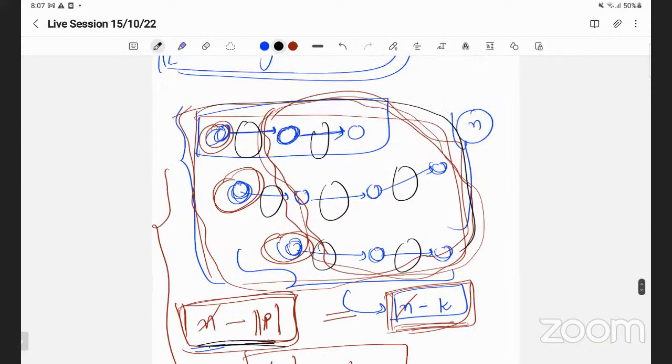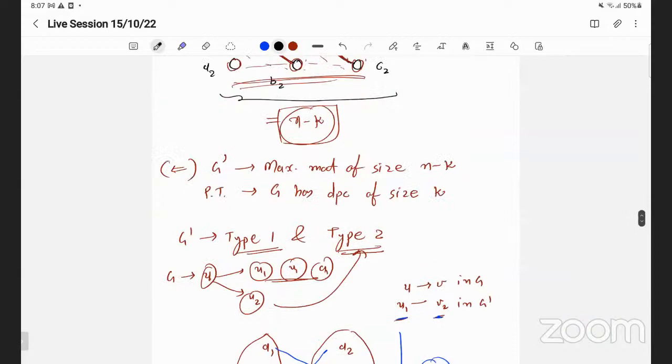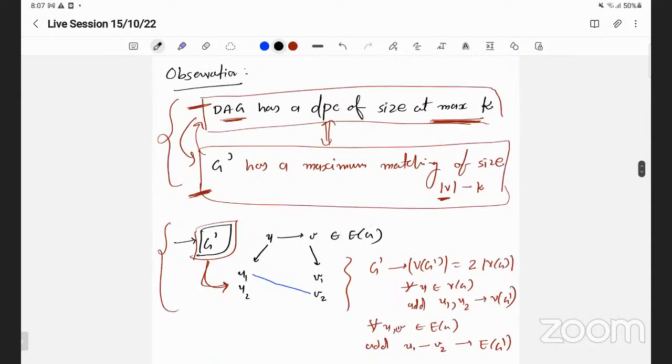So this is the overall setup. Now, the problem here also boils down to the maximum matching. What we need to do is construct this graph G prime and find the maximum matching. If there exists a maximum matching of size n minus k, we will output yes. And if there doesn't exist a matching of size at least n minus k, we will output no, right? So that is the problem now.